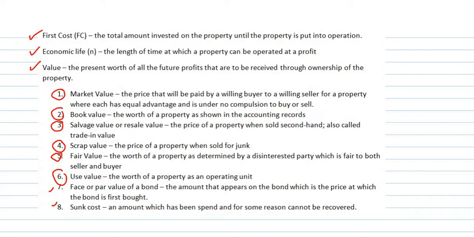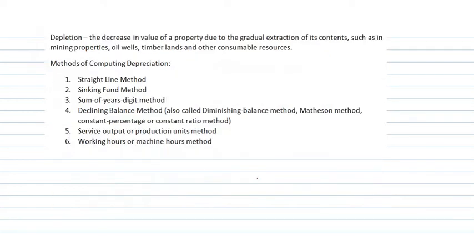So these are the different terms that we may encounter later on when we solve problems in especially depreciation. Now we have here another term, depletion. That is the decrease in value of a property due to the gradual extraction of its contents, such as in mining properties, oil wells, timberlands, and other consumable resources.